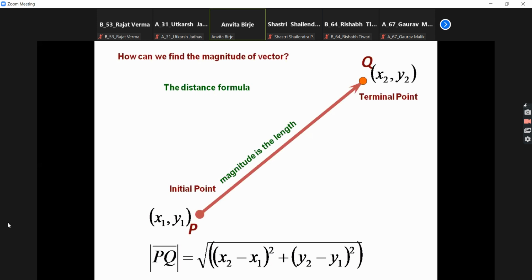Okay, so mod of PQ bar indicates the magnitude of this vector, which is calculated by under root of x2 minus x1 square. x2 minus x1 square क्या था? It was the coefficient along the x direction. y2 minus y1 was coefficient along the y direction. Similarly, अगर z भी है तो z2 minus z1 will be coefficient along the z direction.